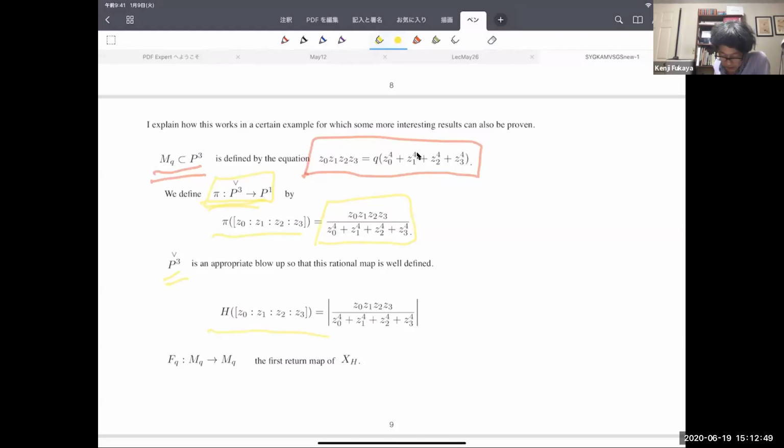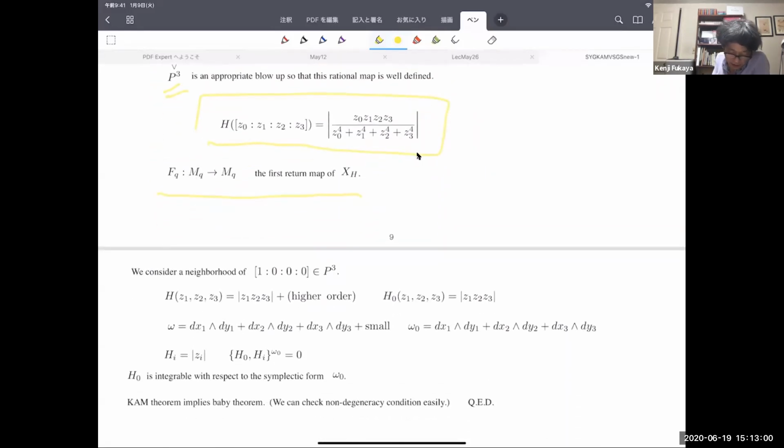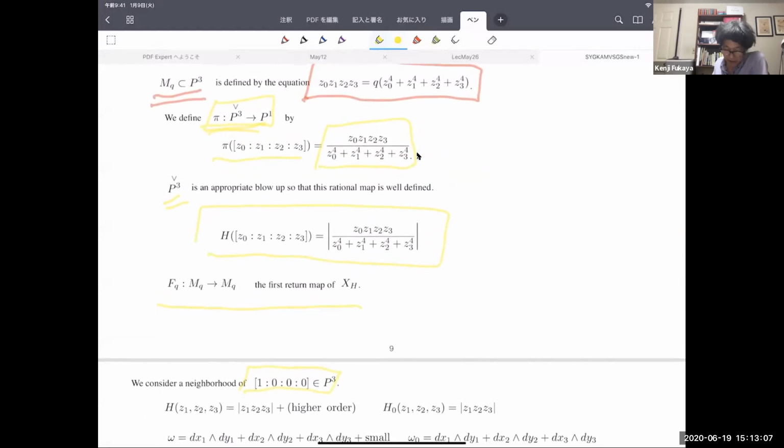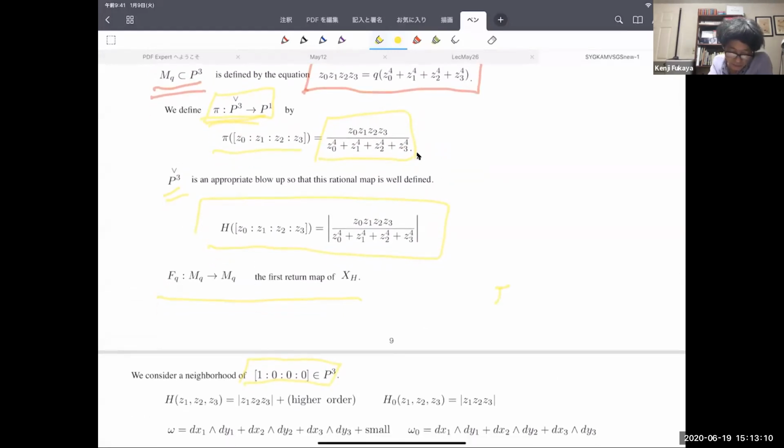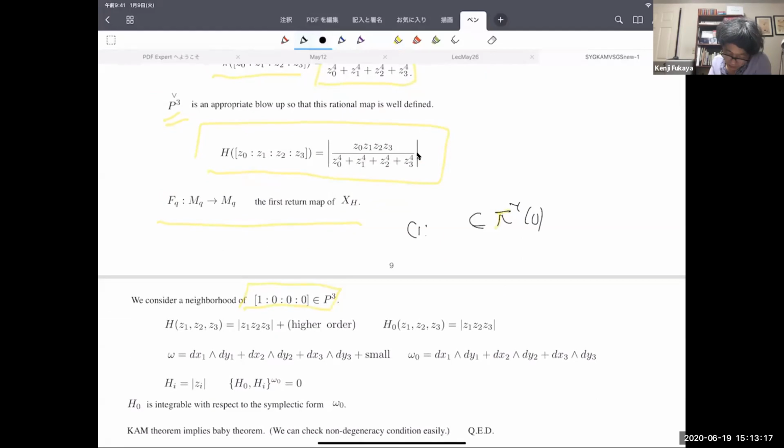And the Hamiltonian is just the absolute value of this. So we consider this first return map of this particular Hamiltonian. Then I want to consider this point (1, 0, 0, 0) in P3. So that is of course a fiber of 0. So we consider this Hamiltonian vector field in the neighborhood of here.